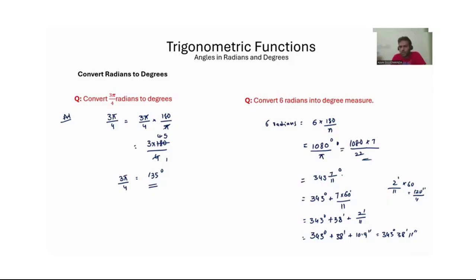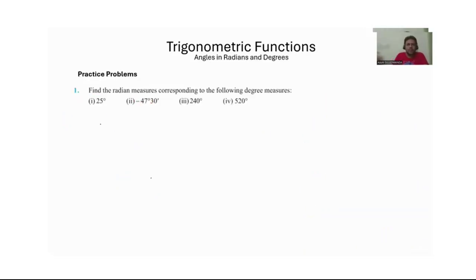That portion I'm saying: that minutes value you can convert into seconds by further multiplying with 60, because we know 1 degree is 60 minutes and 1 minute is 60 seconds. All right, guys, so that's how you can convert radians into degrees. Now, let's take some examples from your exercise.